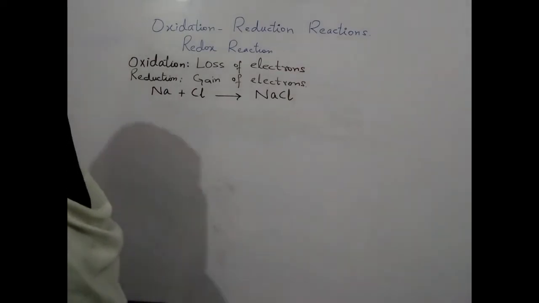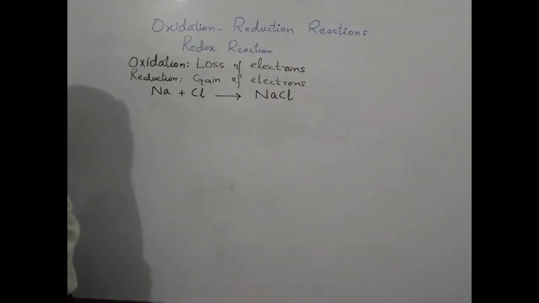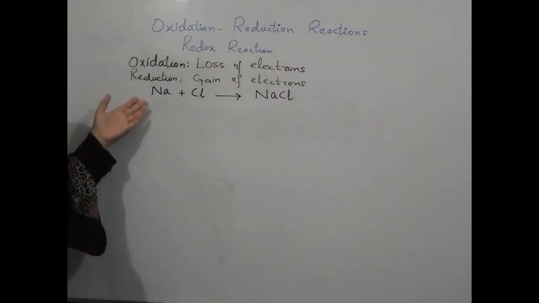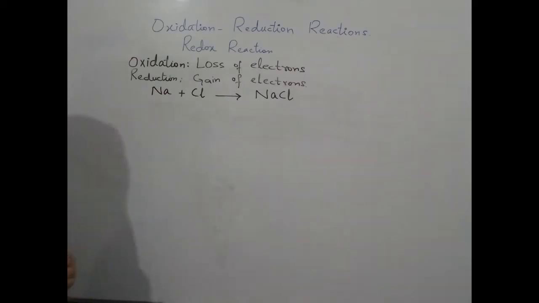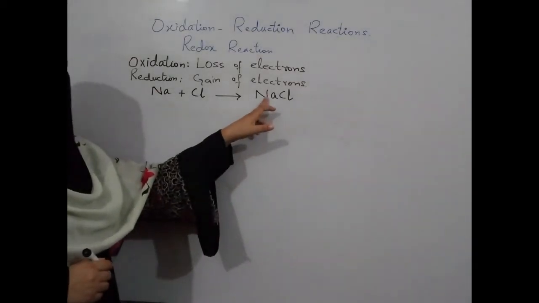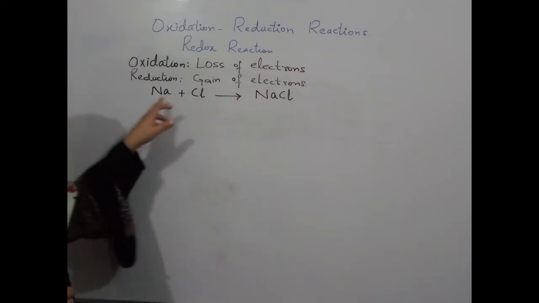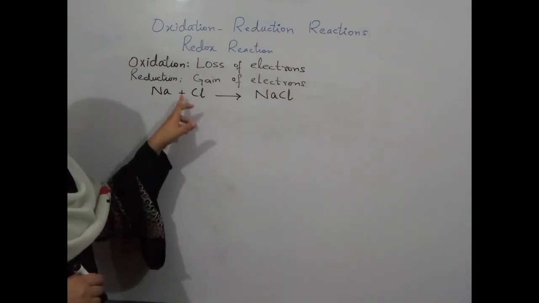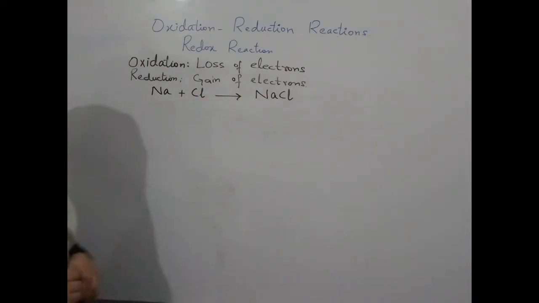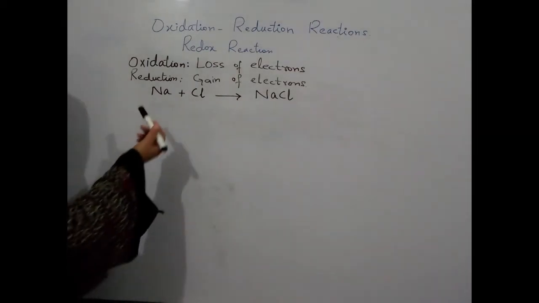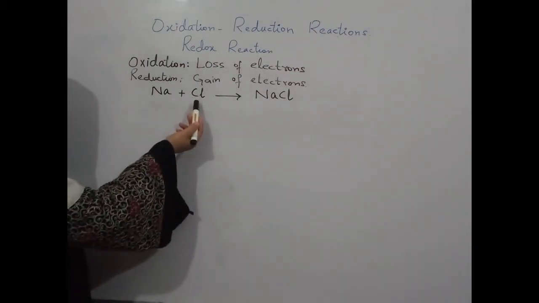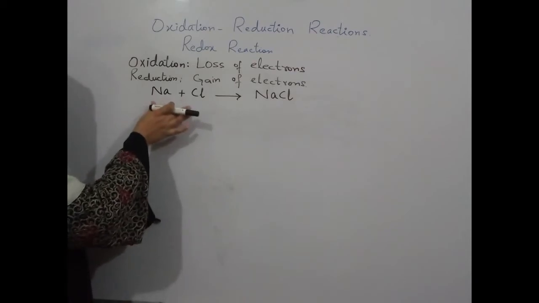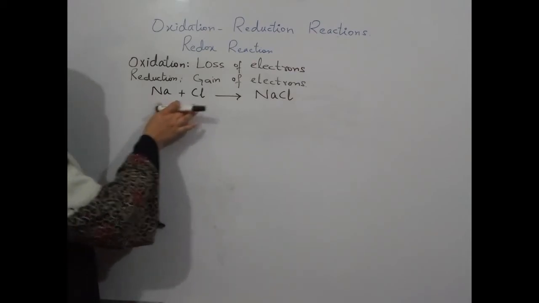For the formation of ionic compounds, there is always an oxidation-reduction reaction. To understand the oxidation-reduction reaction, we can take an example of sodium chloride. Sodium chloride is an ionic compound which is formed when the sodium atom and chlorine atom combine to form sodium chloride. Sodium and chlorine were atoms and were neutral. They become ions.